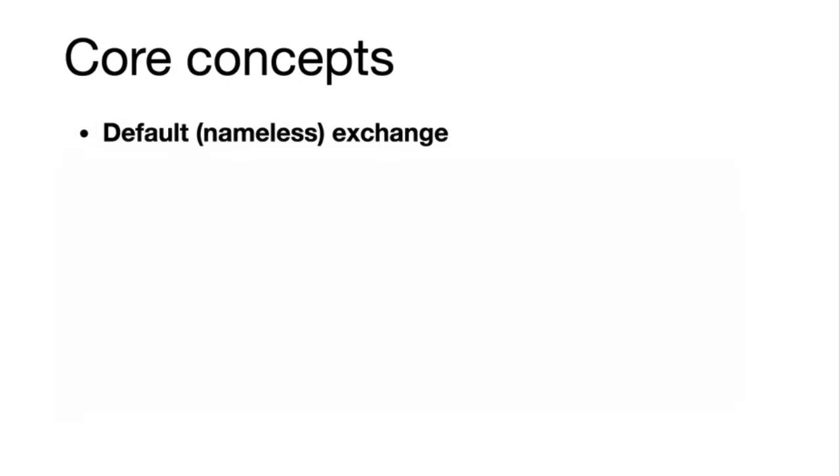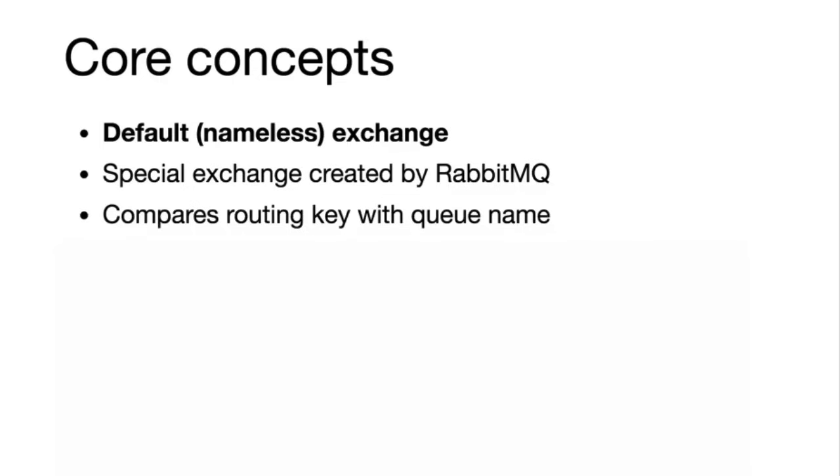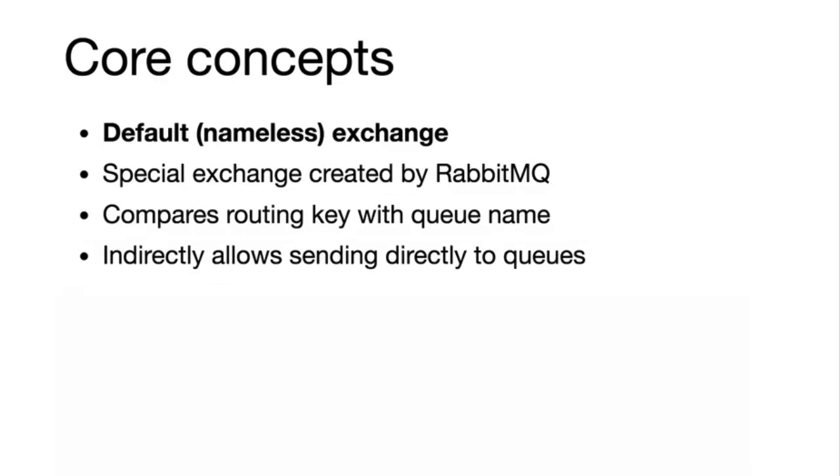A special kind of exchange is the default nameless exchange. We're going to use this one for our scraping service. RabbitMQ creates this exchange for each queue automatically. It works by comparing the routing key with the queue name. The default exchange therefore makes it seemingly possible to send a message directly to a queue, though under the hood each message goes through an exchange.